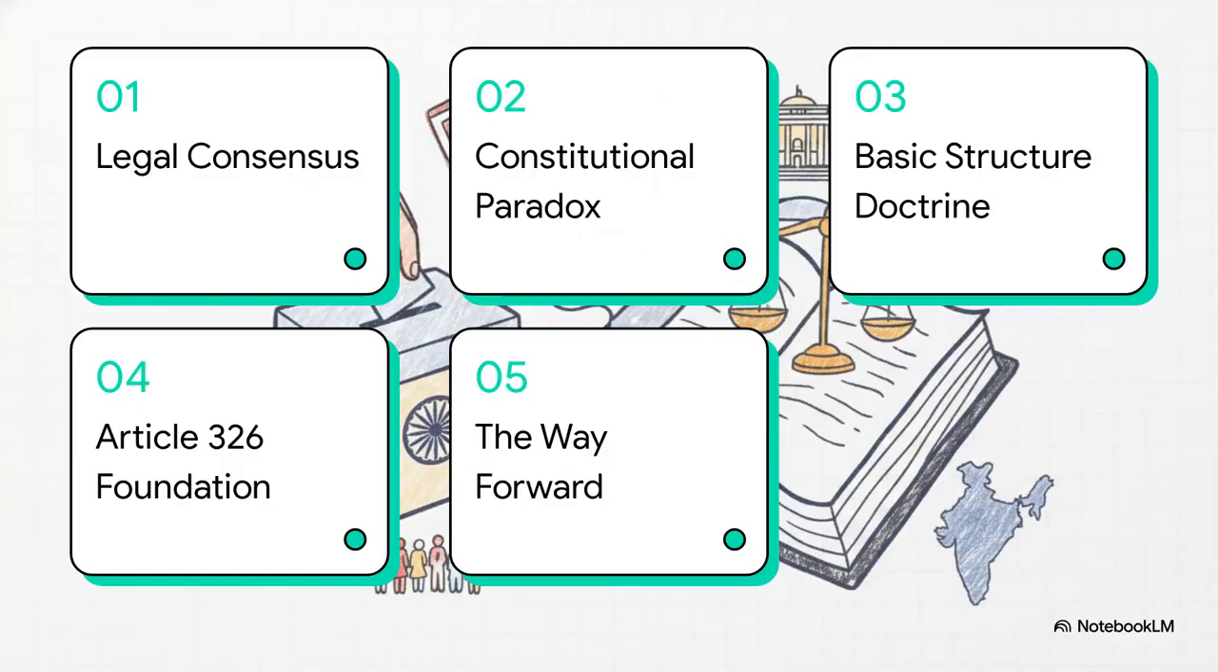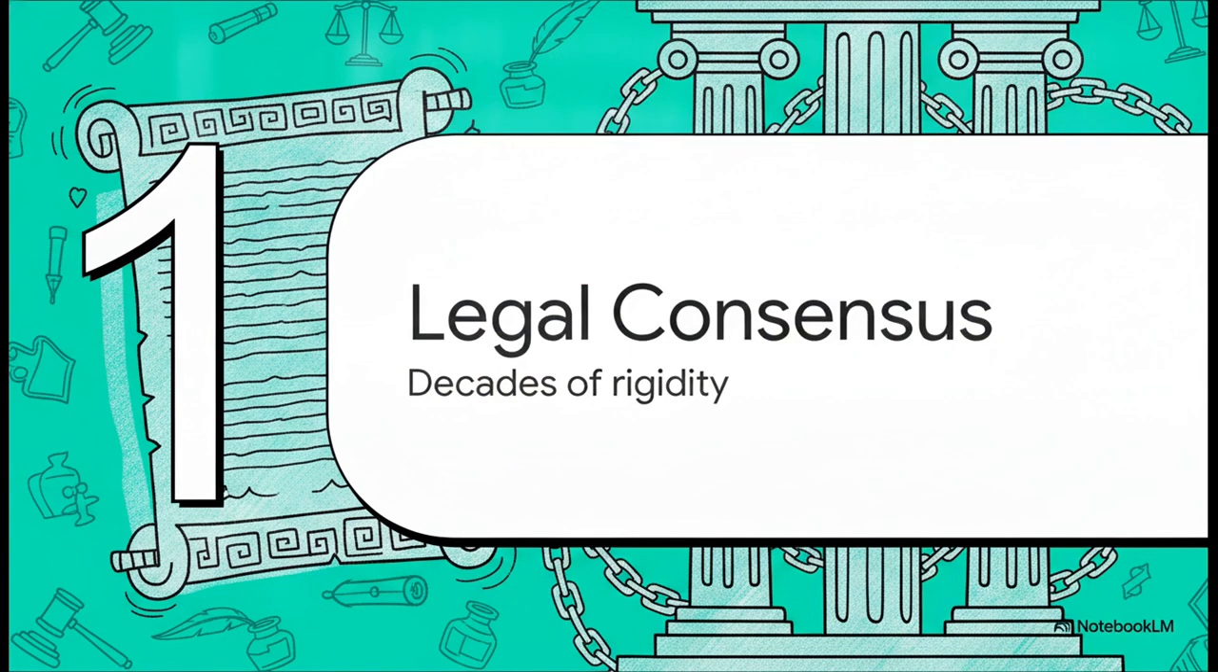To understand how we ended up here, here's our roadmap for today's explainer. We're going to cover: 1. The decades of legal consensus, 2. The constitutional paradox, 3. The basic structure doctrine, 4. Article 326 as the foundation, and finally, the way forward. All right, let's kick things off with Section 1, Decades of Legal Consensus.